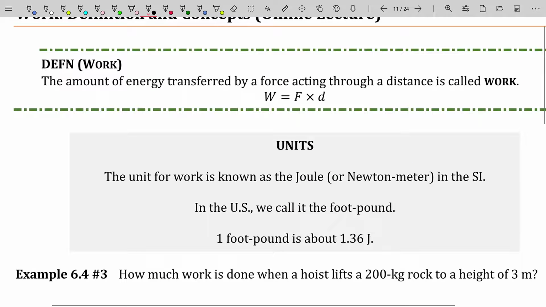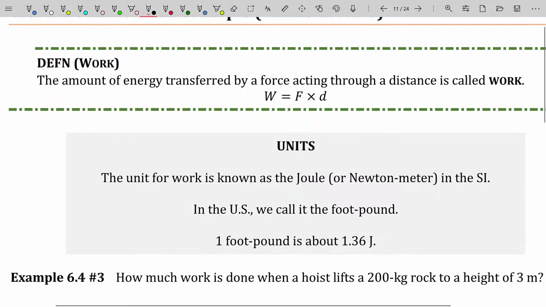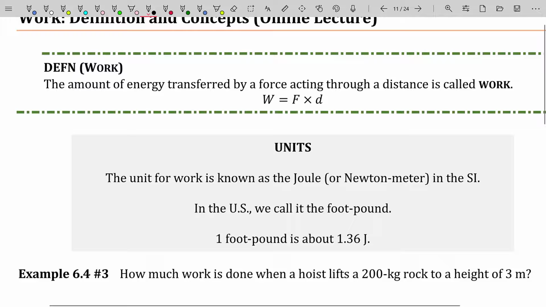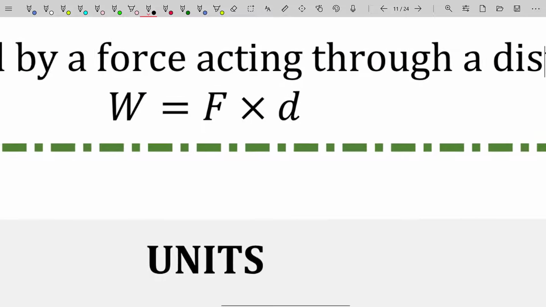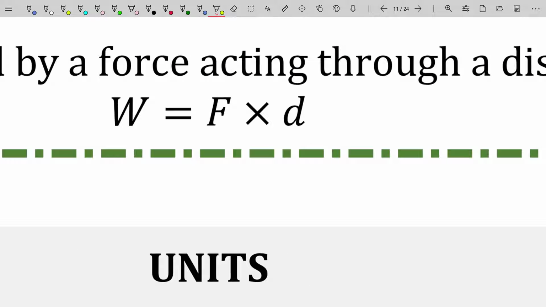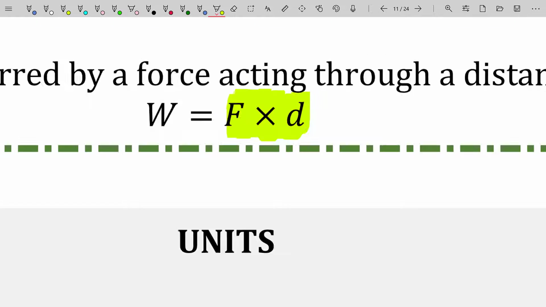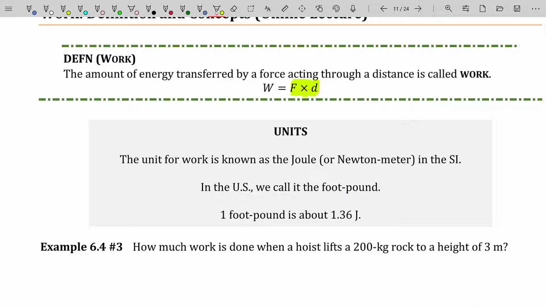And work is the amount of energy transferred by a force acting through a distance on an object. That's all it is. And work is the product of force and distance. By the way, I should mention that prior to this video, you should have already watched videos or already be familiar with the concept of force.